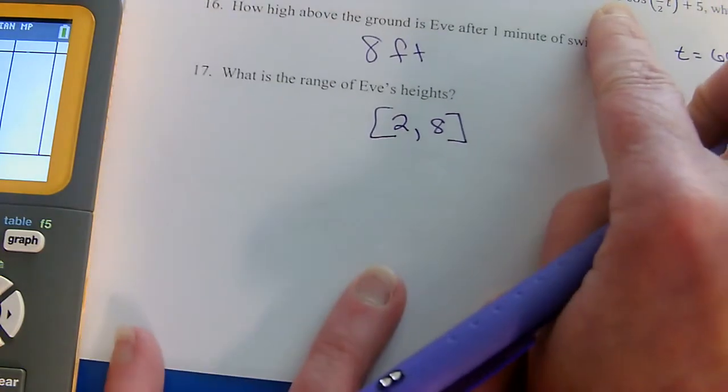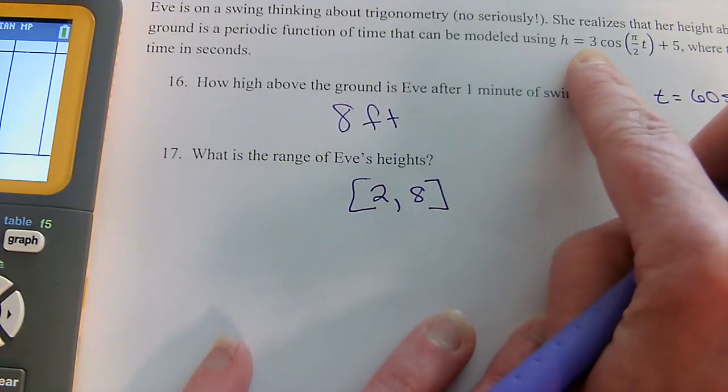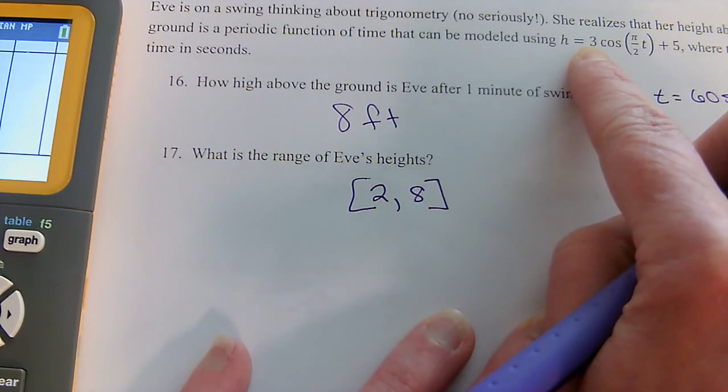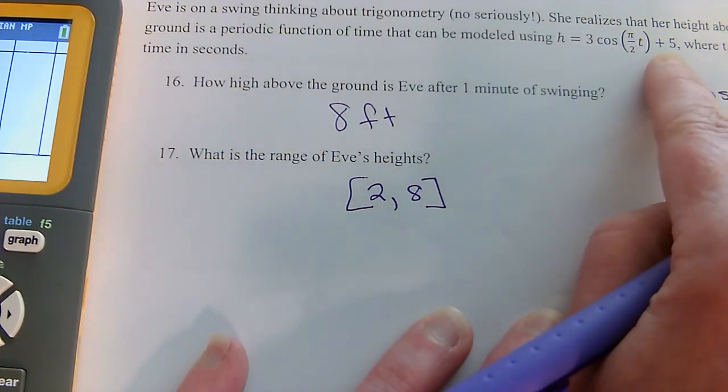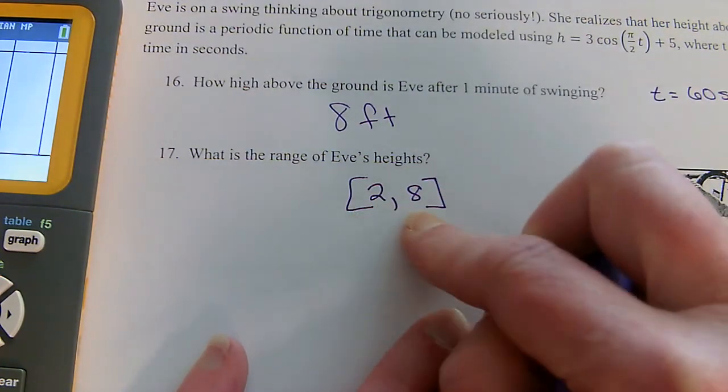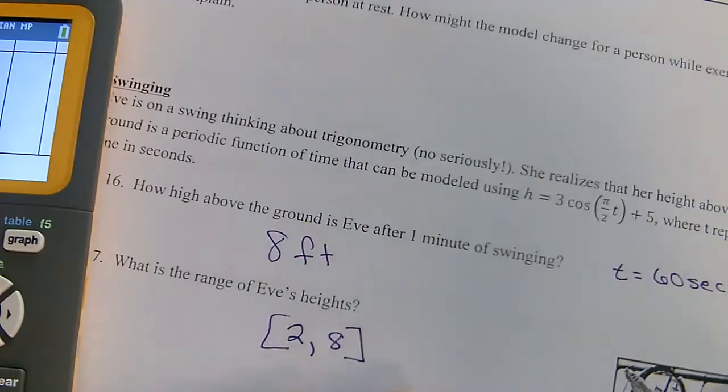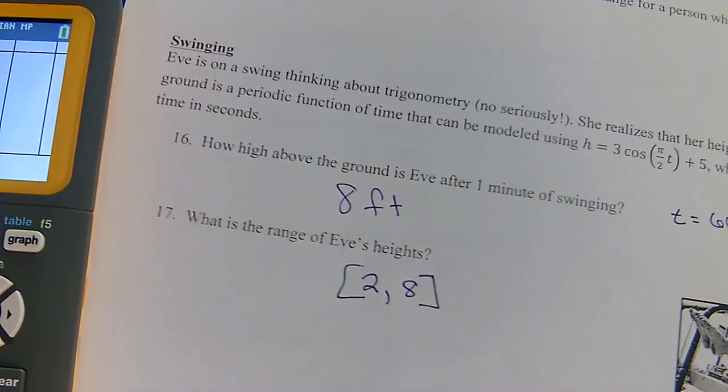Now I could have also seen that my amplitude was 3. And if my midline's at 5, I'm going down 3 and up 3. And that's all it is to do with modeling.